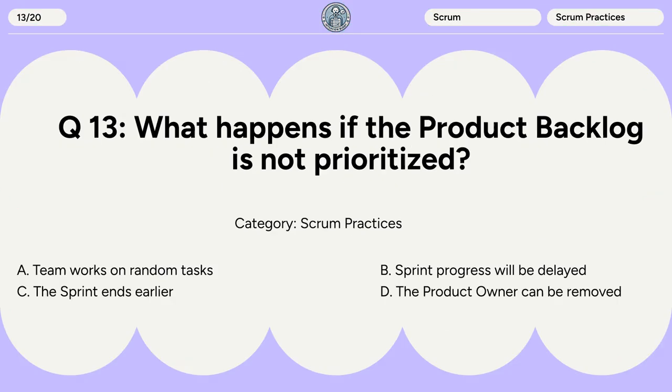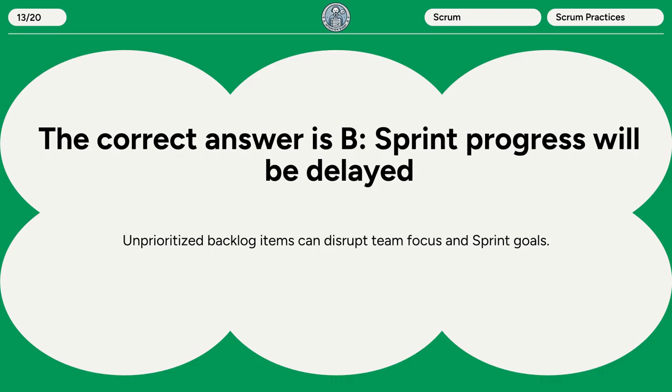Question 13. What happens if the product backlog is not prioritized? A. Team works on random tasks. B. Sprint progress will be delayed. C. The sprint ends earlier. D. The product owner can be removed. The correct answer is B. Sprint progress will be delayed. Unprioritized backlog items can disrupt team focus and sprint goals.